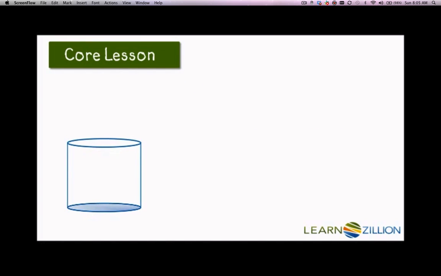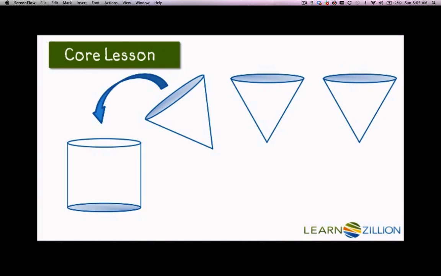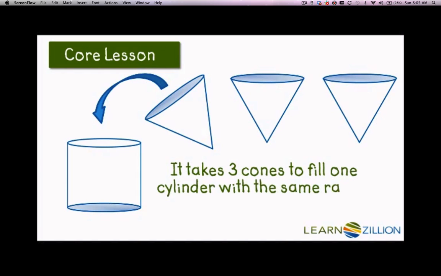Well, let's look at the relationship between the cone and the cylinder. Let's say, for example, we were to fill this cone with sand, and let's say we were to pour the sand into the cylinder. How much of the cylinder would that fill up? Well, the answer is that it would actually take 3 cones to perfectly fill the cylinder. So it takes 3 cones to fill one cylinder with the same radius and height as the cone.